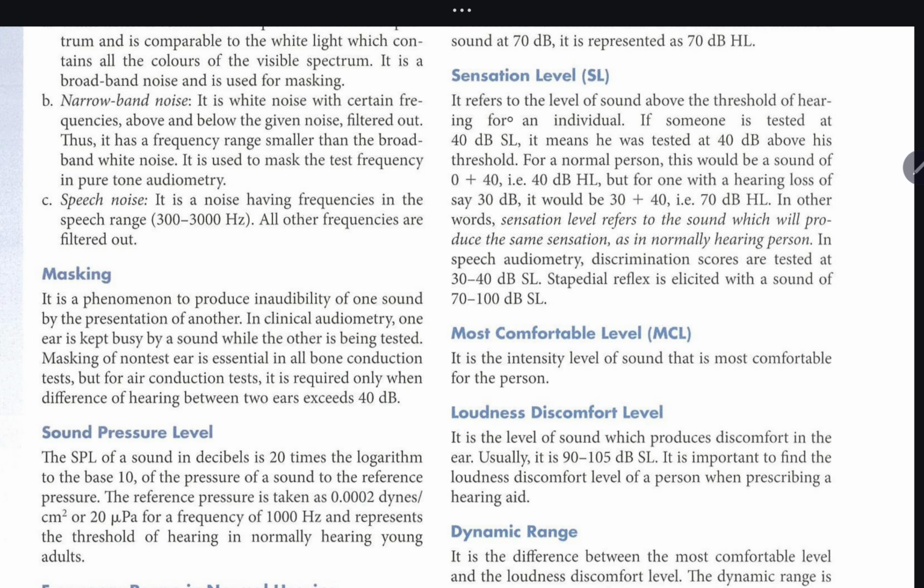Sensation level. It refers to the level of sound above the threshold of hearing for an individual. If someone is tested at 40 decibel sensation level, it means he was tested at 40 decibel above his threshold. For a normal person, this would be a sound of 0 plus 40, that is 40 decibel hearing level. But for one with a hearing loss of say 30 decibel, it would be 30 plus 40, that is 70 decibel hearing level. In other words, sensation level refers to the sound which will produce the same sensation as in a normally hearing person. In speech audiometry, discrimination scores are tested at 30 to 40 decibel sensation level. Stapedial reflex is elicited with a sound of 70 to 100 decibel sensation level.